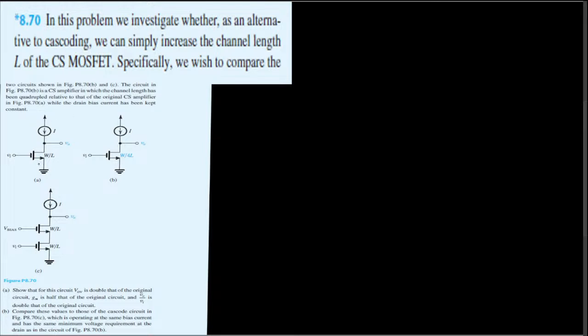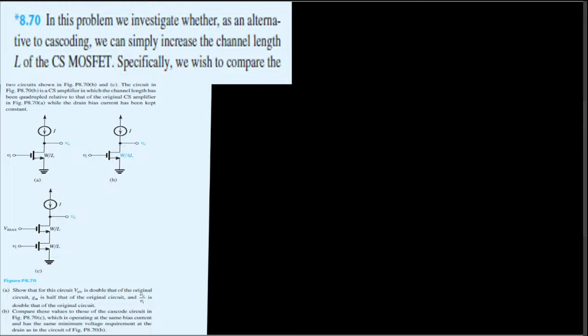Okay, here we have pictures A, B and C, and part A of the question is asking: show that for this circuit, V overdrive is double that of the original circuit, gm is half that of the original circuit, and V over Vi is double that of the original circuit. Okay, now let's go ahead and see how we can solve that.